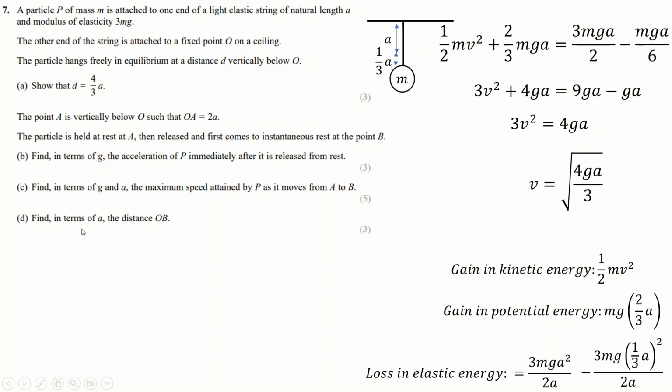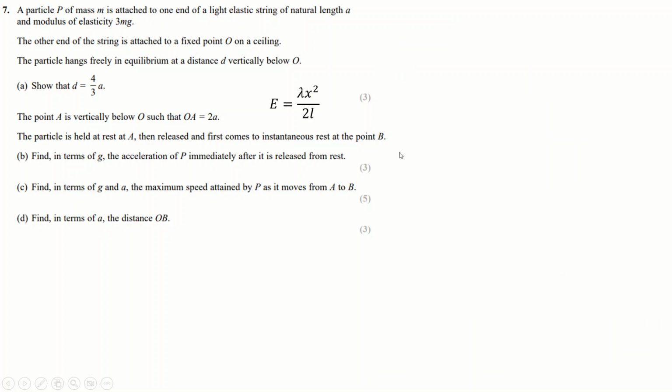Good. Find in terms of a the distance O to B. So this is slightly different again. If you read the whole question, it was held at 2a, it was let go, it went up, at some point we just found it was at maximum speed, and then it kept going up slower and slower until it arrives at instantaneous rest up here somewhere, as denoted by this thing here. And I'll just call this distance down to here x, and then I just need to find x because that's the distance from O to its finishing position B.